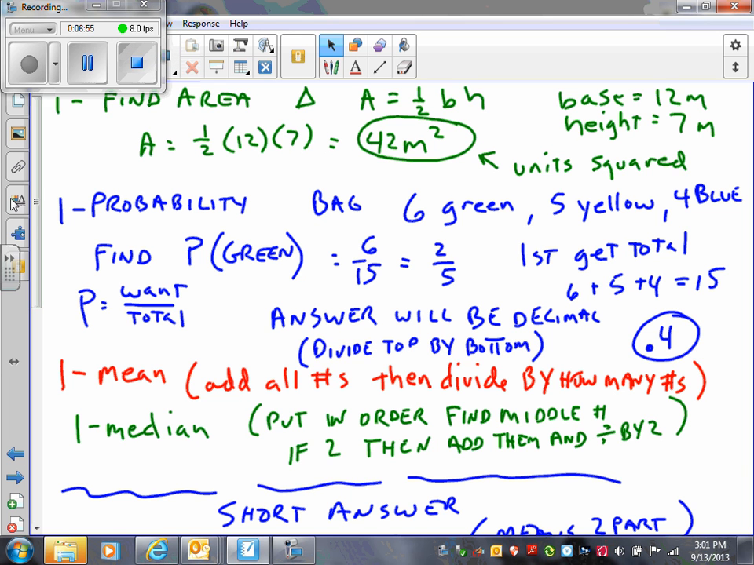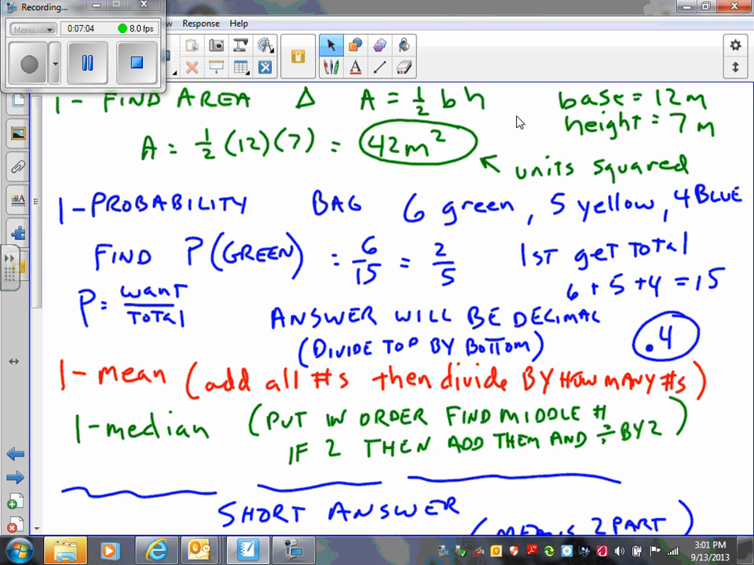You have one, this is still multiple choice, where you have to find the area of a triangle. The area of a triangle is 1/2 the base times the height. They give you a base of 12 meters and a height of 7 meters, so we go 1/2 of 12 times 7. Half of 12 is 6. 6 times 7 is 42. It's in meters. It's area, so it better be meters squared. Make sure you have the right units.